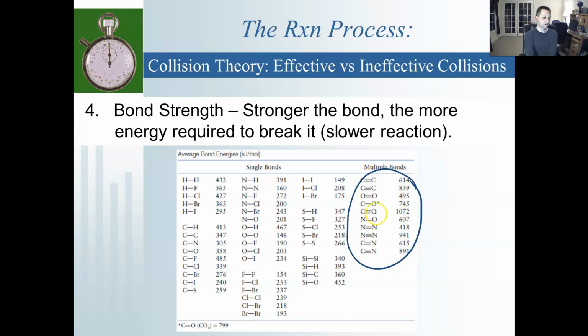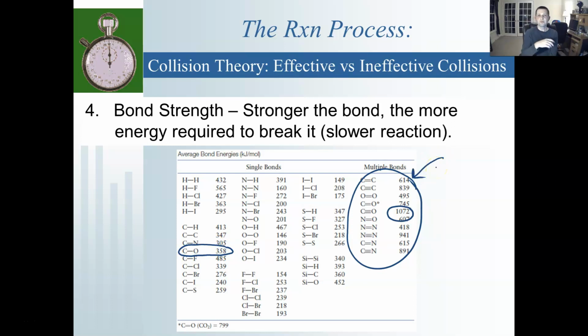Look at the carbon-oxygen triple bond here, which would be in something like carbon monoxide, right? It's 1,072 kilojoules per mole to break that bond. Or look at the carbon-oxygen single bond. It's only 358. So more energy is required over here.